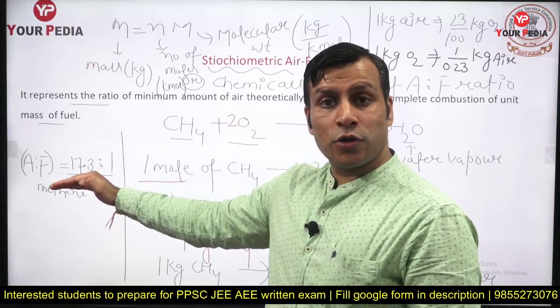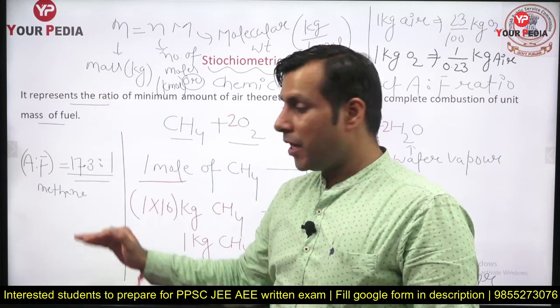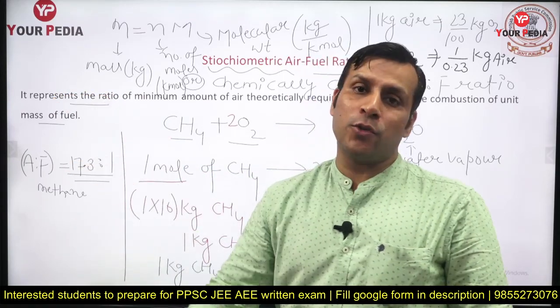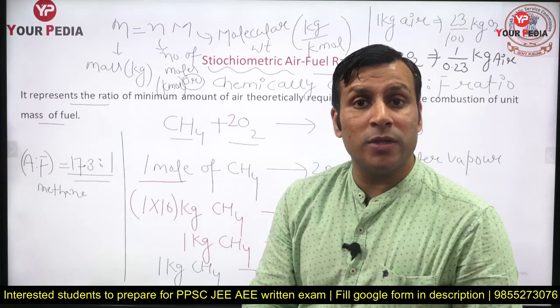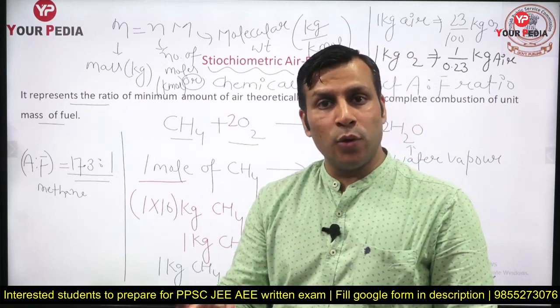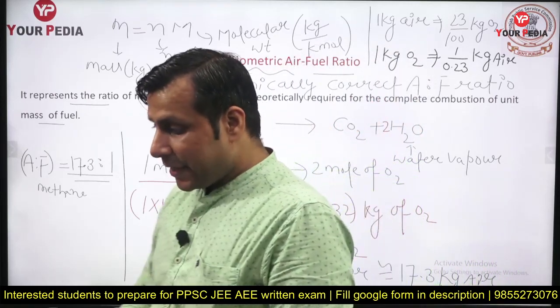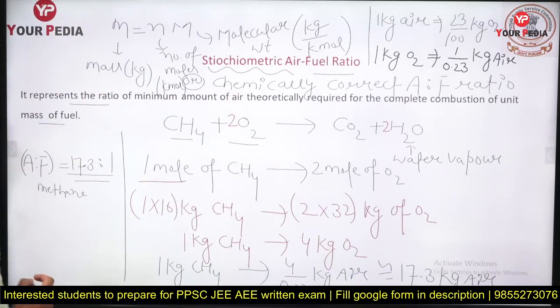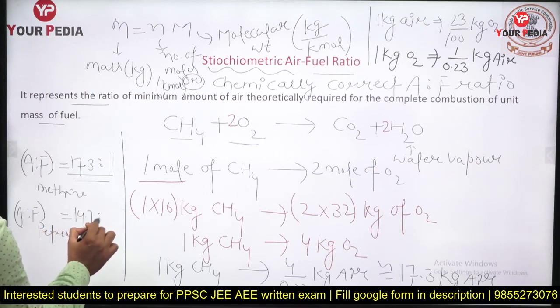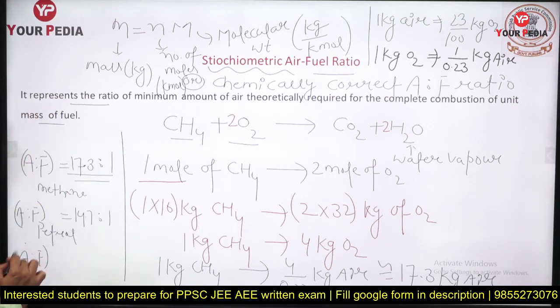If you have an air fuel ratio of 20:1, that is a lean mixture, and if you have an air fuel ratio of 15:1, 14:1, 10:1, that is a rich mixture. Rich means rich in fuel, lean means lean in fuel. Similarly, remember the stoichiometric air fuel ratio for petrol. For petrol, the stoichiometric air fuel ratio is 14.7:1. Roughly we write it as 15:1 also. Similarly, the stoichiometric air fuel ratio for diesel fuel is close to 14.5:1.